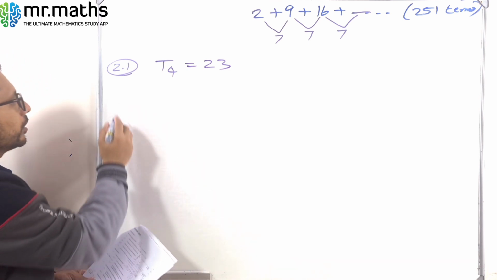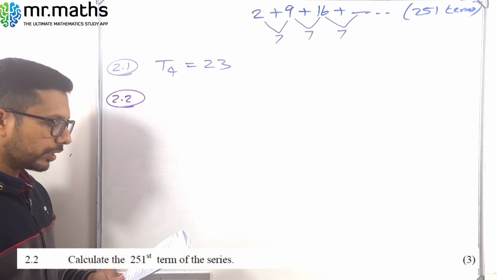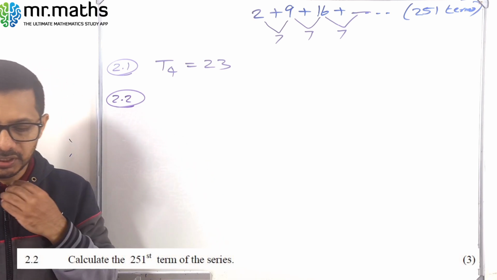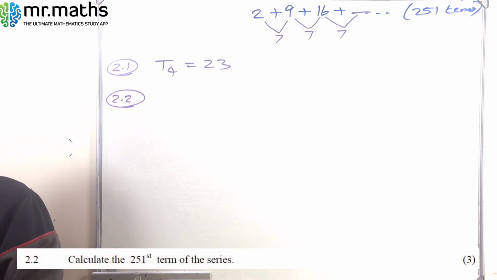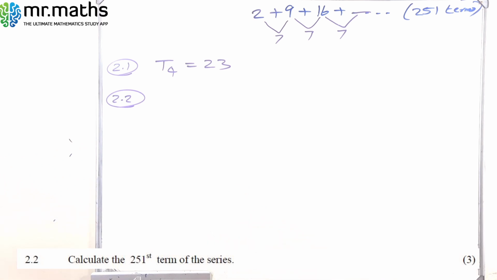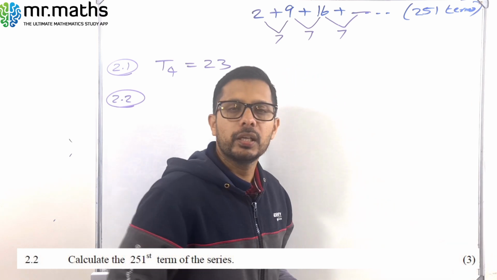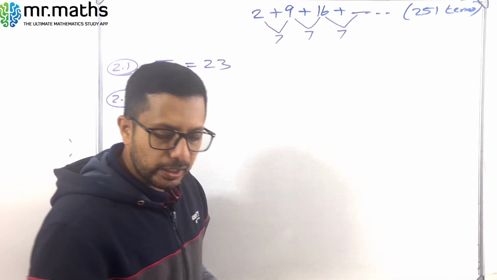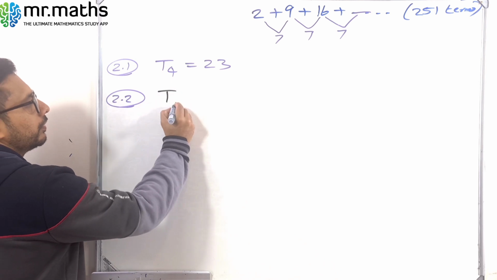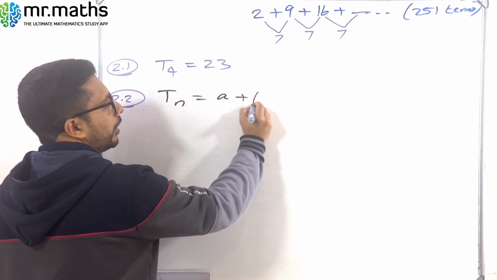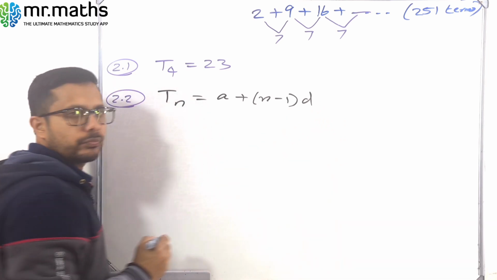Next question, 2.2. Calculate the 251st term of the series. How can you find the 251st term? This is an arithmetic series. In an arithmetic series, how can you find Tn? What is the formula? Tn is equal to a plus n minus 1 into d. This is the formula. Am I right?